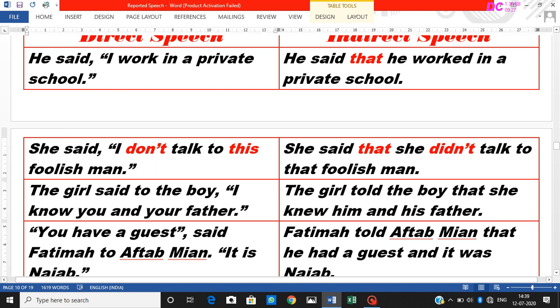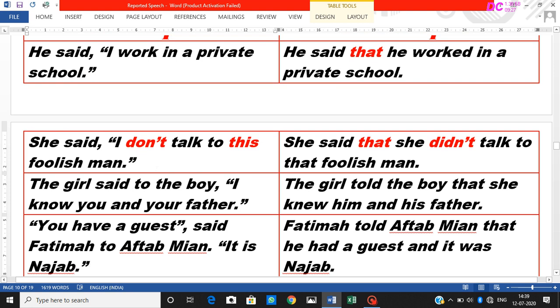After the second, we come to the third example: The girl said to the boy. Here we used to the boy, so we put an object after said. Now look, the girl said to the boy becomes the girl told the boy, and told or tell takes no to after it. So the girl told the boy what? I know you and your father. The girl said it. So the subject of the reporting verb is girl, so I refers to the girl, so it will become she.